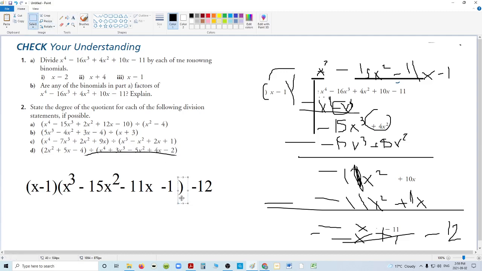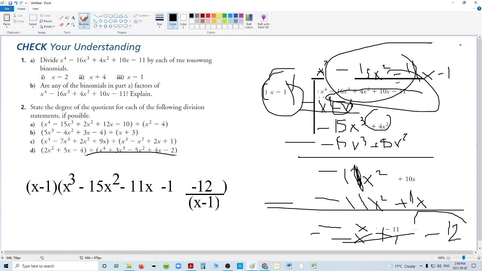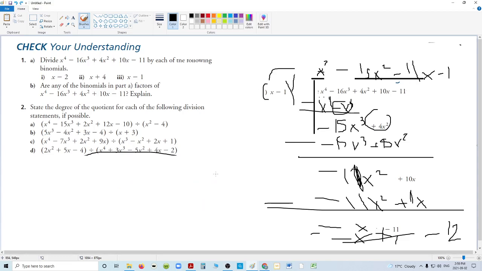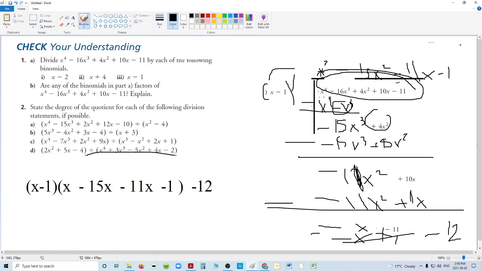And as I said, if I'm going to put the remainder inside the bracket, I have to put it as a fraction over the divisor. So again, this is the divisor, this is the dividend, this is the quotient, this is the remainder. And the remainder can be expressed in two ways. Either way, if I expand this, or if I expand that, I should get this. Are any of the binomials in part A factors? No, they are not, because they all had remainders. If the remainder had been 0, they would have been factors.